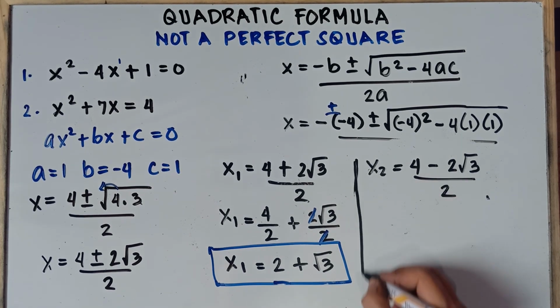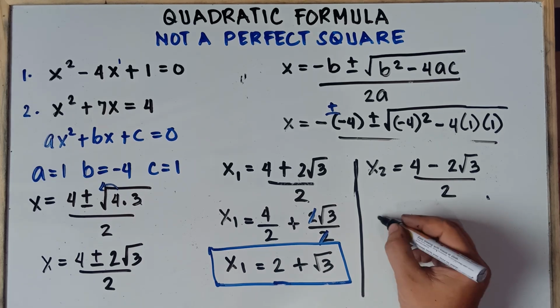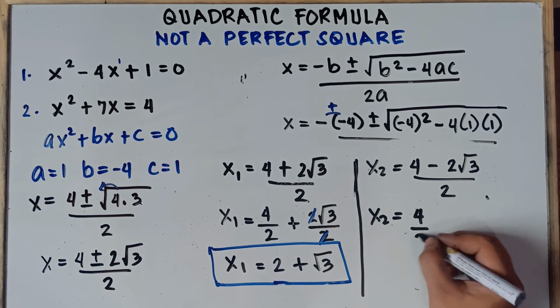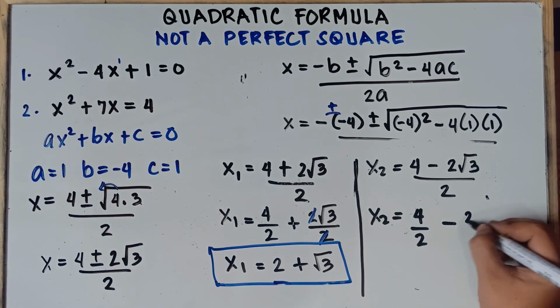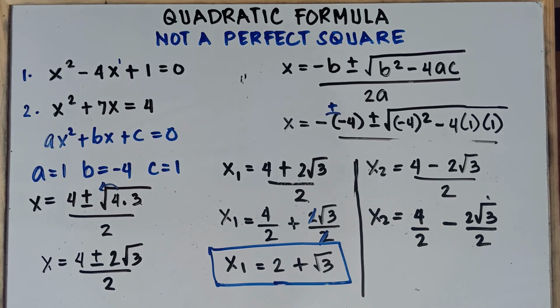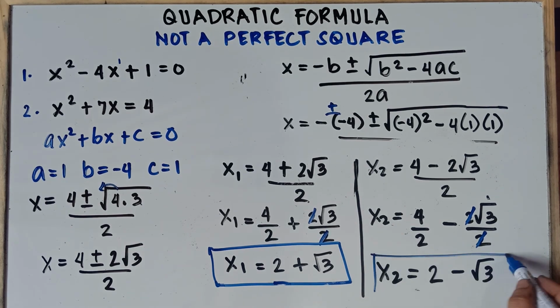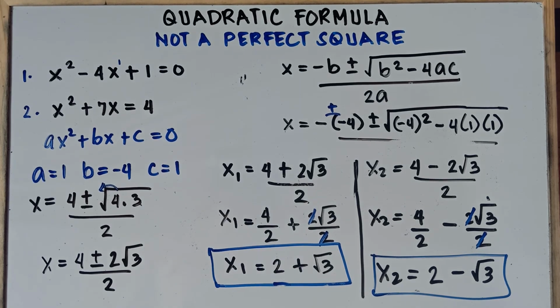Alright, and for our x sub 2, once again, you separate this one. So x sub 2 equals, you can copy this one, 4 over 2 minus 2 square root of 3 over 2. So x sub 2 equals, can we divide? Yup. 4 divided by 2, that's 2. And then we can cancel this out. Copy minus sign, then square root of 3. That's it, class. That's the answer for x sub 2: 2 minus square root of 3. All set, class, for example number 1.